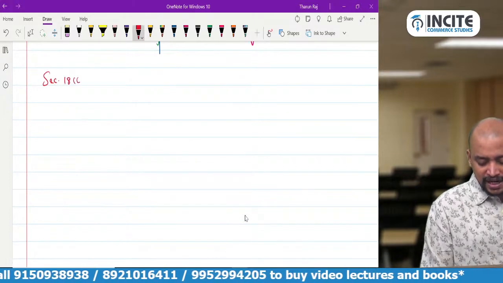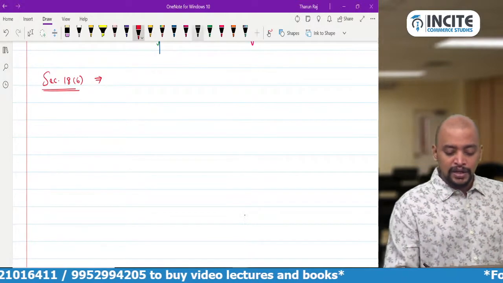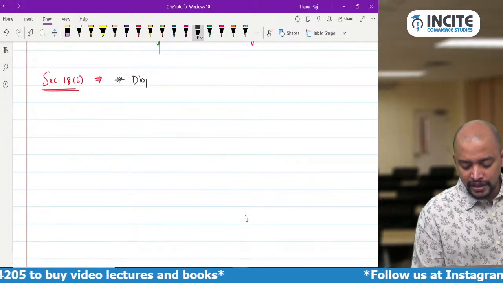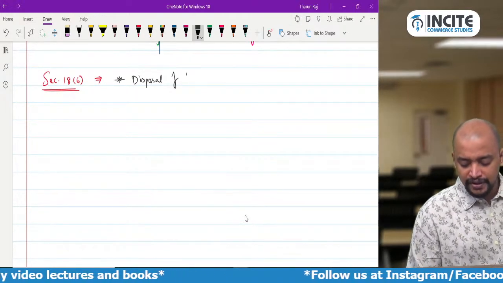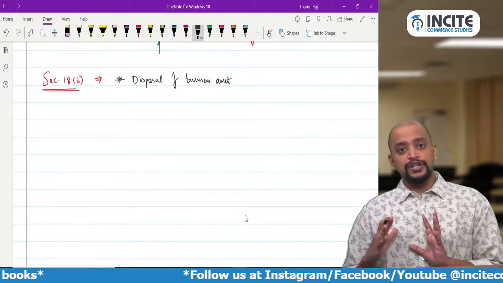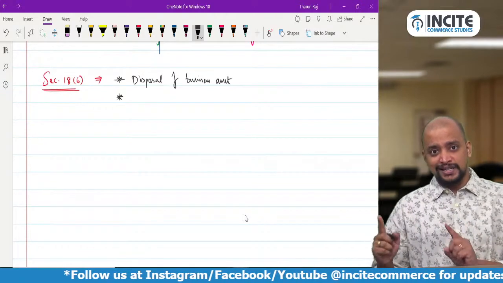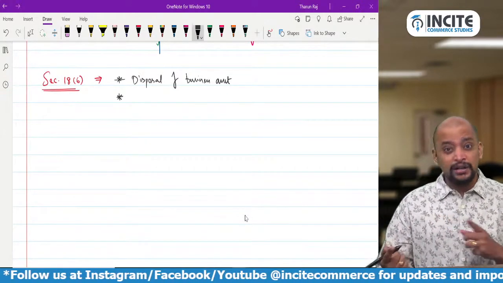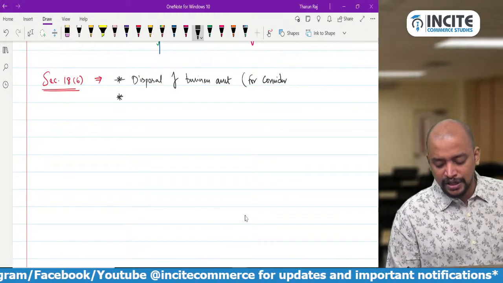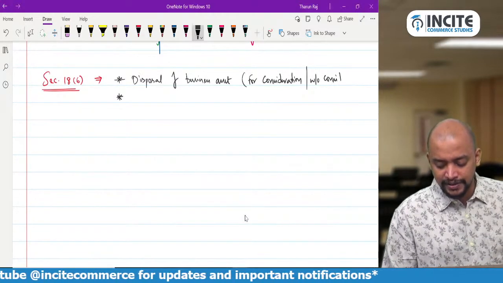Section 18 subsection 6. When is this applicable? First, it is applicable on disposal of business asset. Next, disposal of business asset either for consideration or without consideration. So for consideration or without consideration, in both cases it is applicable.